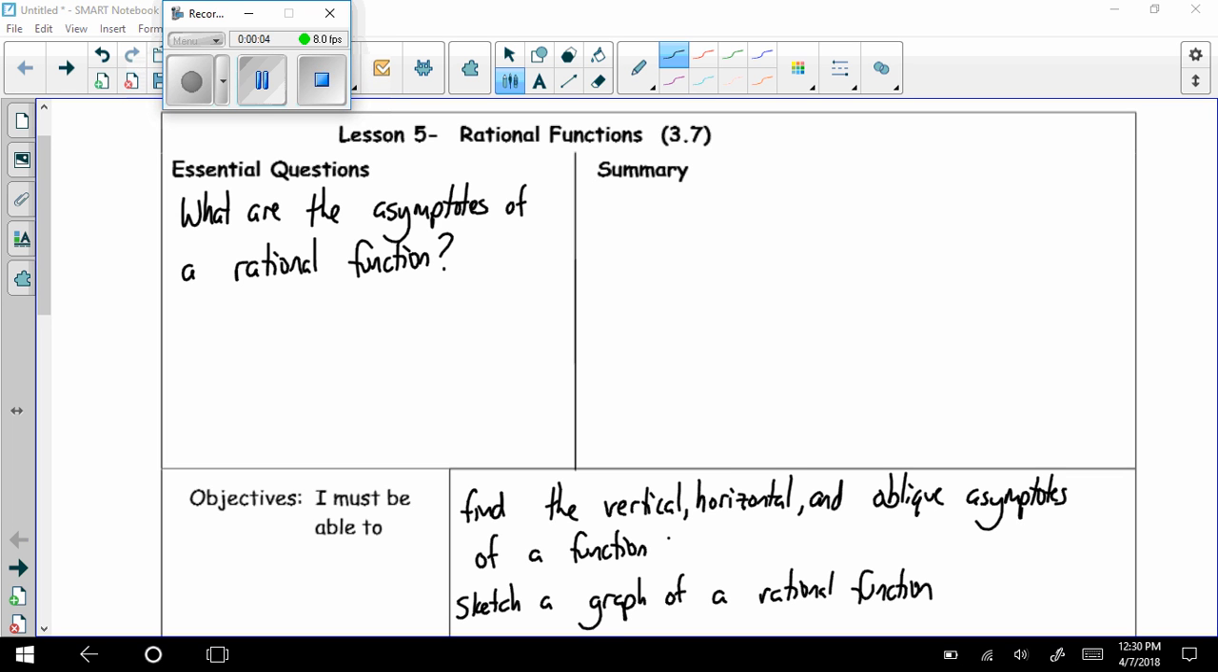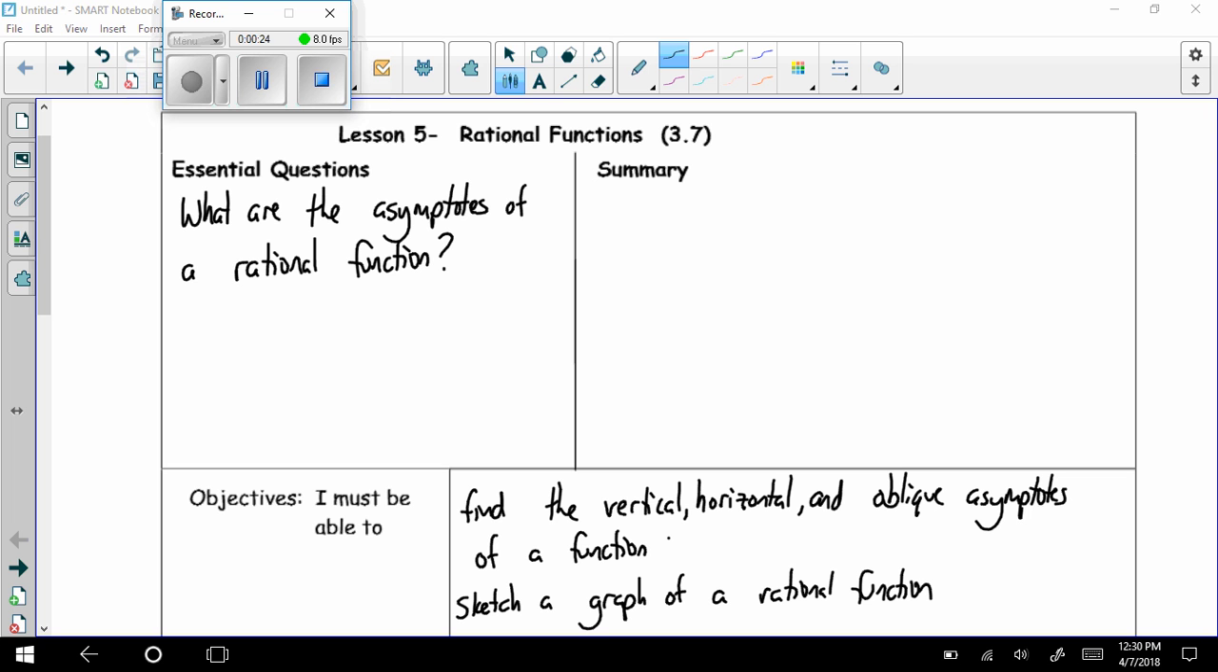Moving into lesson 5, we are looking specifically at asymptotes. A lot of times in the past, we had rational functions where we talked just about domain. And hopefully, we start to see a connection between the domain of a function and the asymptotes of that function, specifically domain and the vertical asymptotes. So the essential question we have today is, what are the asymptotes of a rational function?